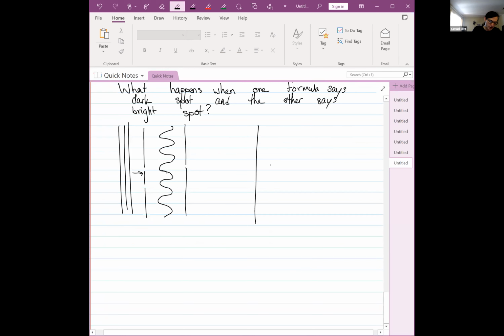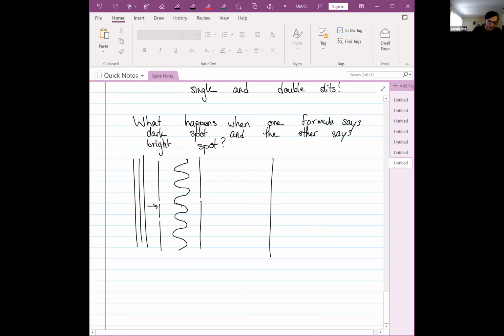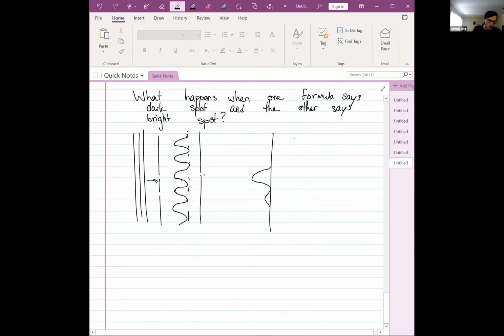And so then what we would see on the screen is, even if there would be a bright spot from the double slit, say from this part of the wavefront, if the single slit would say that there'd be a dark spot there, then the dark spot lets no light through. The point is, regardless of what's coming in, at the dark spot there's no light. So the lack of light from the dark spot wins. And the same is true vice versa.